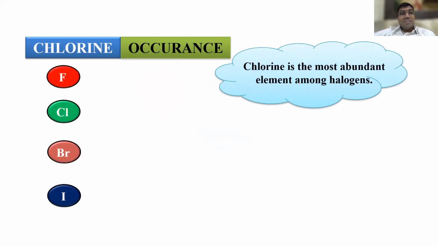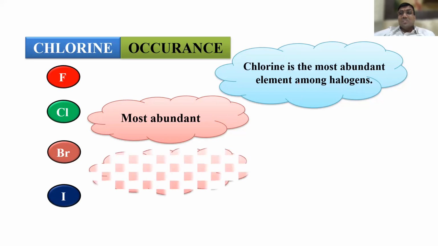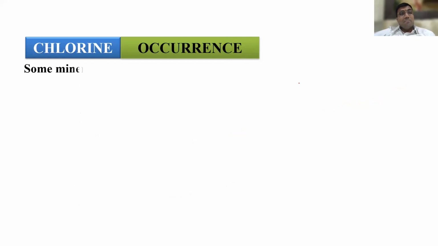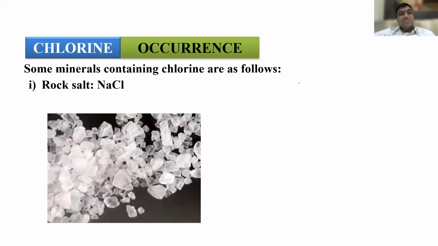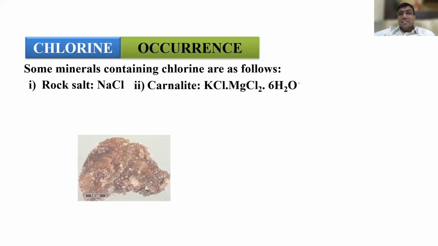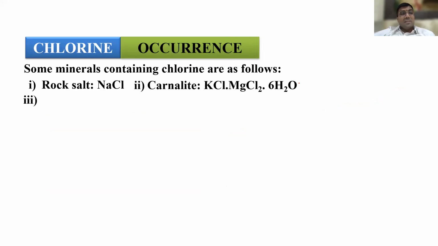Which is the most abundant among the halogens, fluorine, chlorine, bromine, iodine? Chlorine is the most abundant, about 0.14% on Earth. Let's see some of the minerals containing it. Rock salt, NaCl, I just conveyed. Similarly carnallite, KCl, MgCl2, 6H2O. Chlorine is present here, and a lot of it is available.